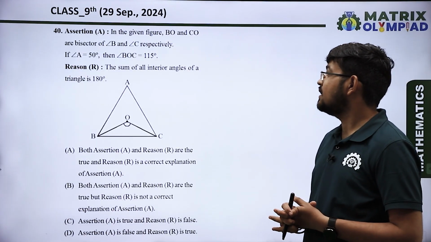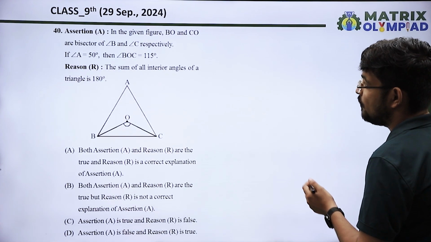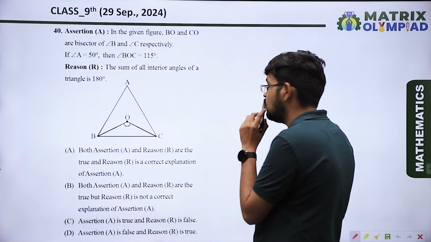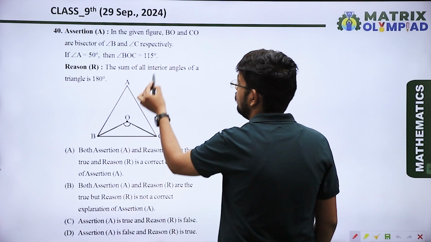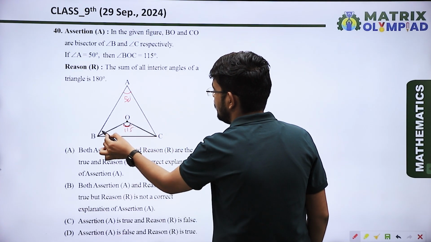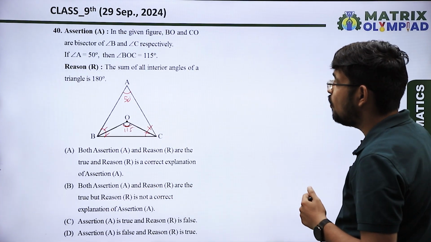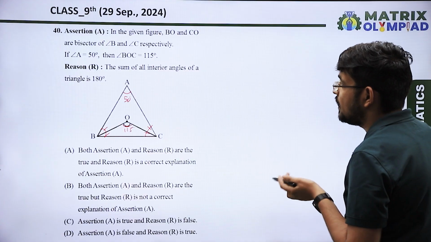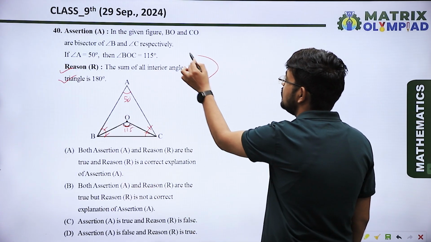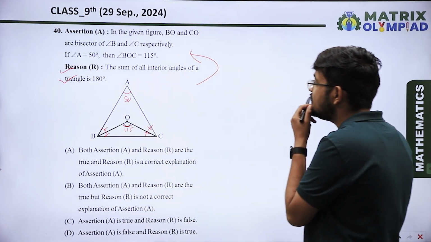Our next question, assertion: in the given figure BO and CO are the bisectors of angle B and C respectively. If angle A equal to 50 degrees, then angle BOC equal to 115. Reason: the sum of all interior angles of a triangle is 180 degrees. Yes, the reason is correct, but using this reason we cannot find the assertion. First of all, find the assertion and check whether it is correct or not.